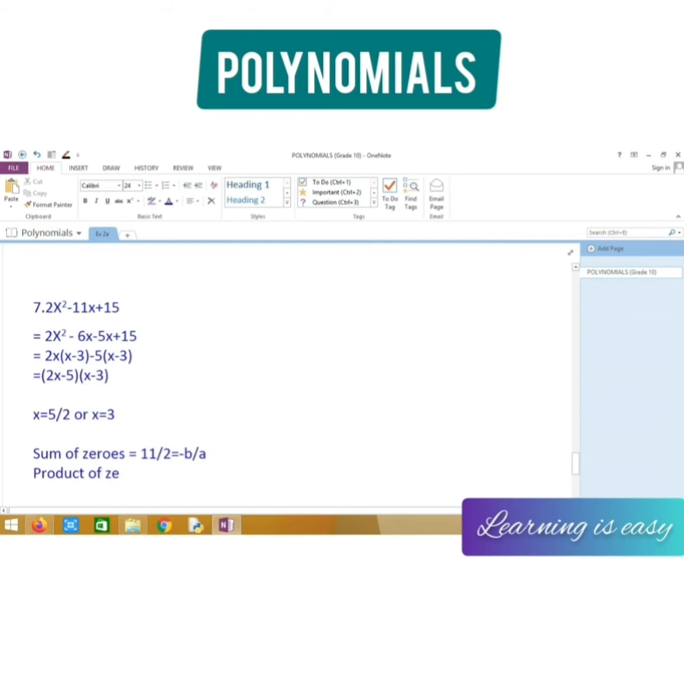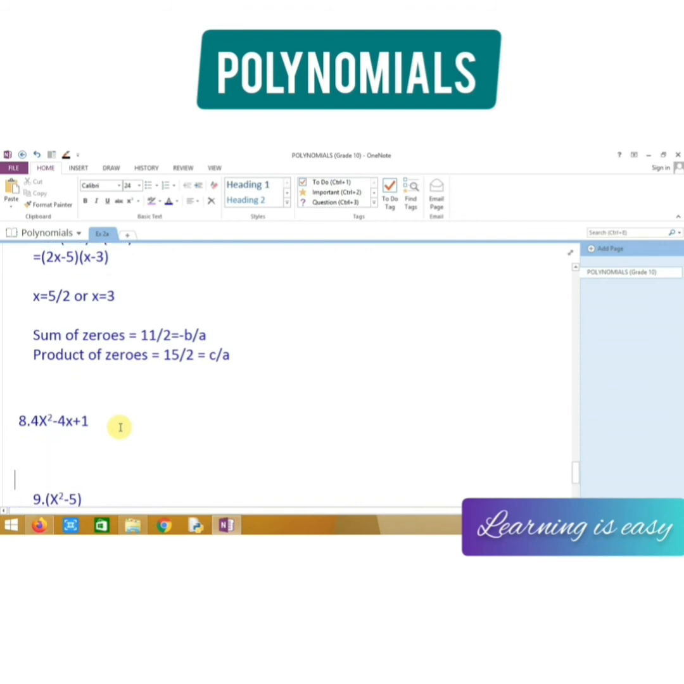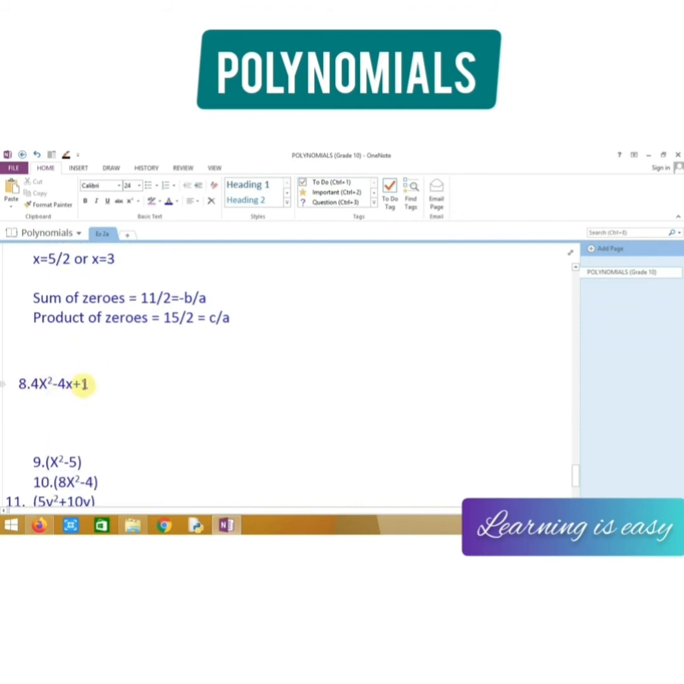Next product is 5 by 2 into 3. That's going to be 15 by 2. Which is of form c by a. So value of c is 15, the constant in the given polynomial, and coefficient of x squared is 2. Next is question 8, 4x squared minus 4x plus 1. So 1 into 4, that's coefficient of x squared. That's 4 can be written as 2 into 2 to get minus 2 into minus 2, which is plus 4.